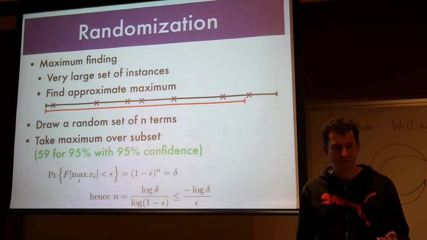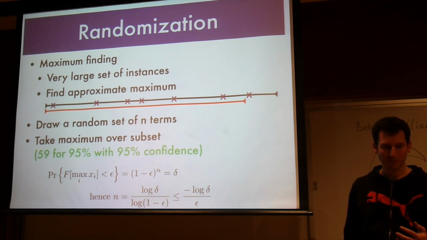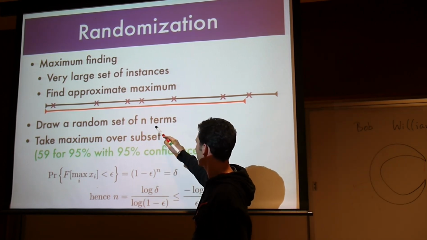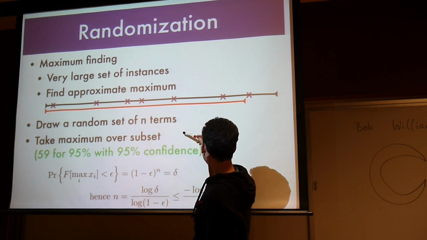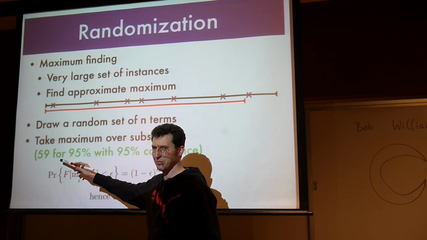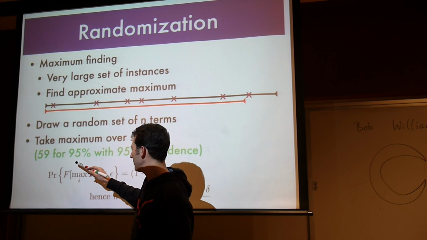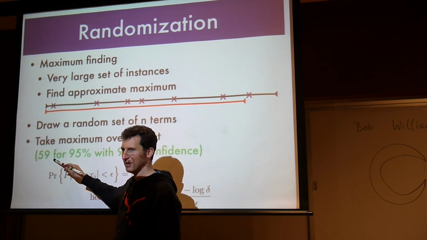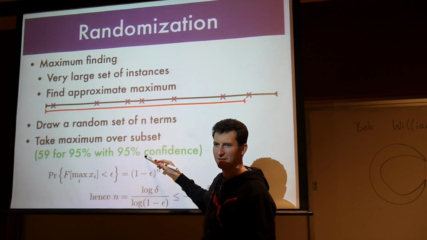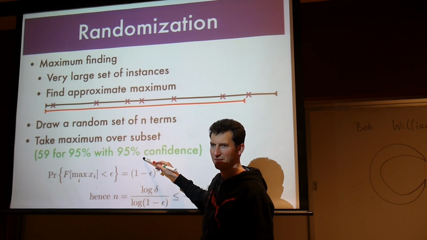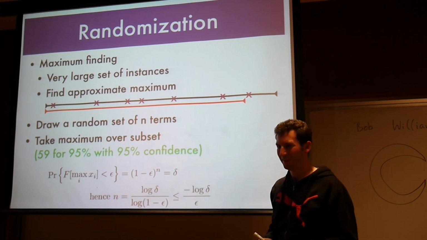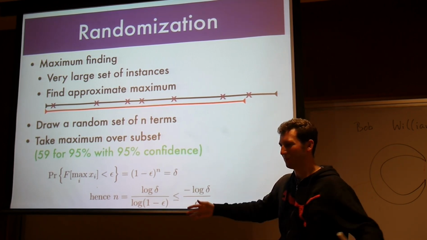Then what I can do is just pick the approximate maximum by picking a random set of terms. Let's say we pick n terms. And then I take the maximum of this subset, and it turns out that this is a very easy to remember rule. If I randomly select 59 instances, then with 95% probability I'm at least in the 95% quantile. This can make your life a lot easier. Basically, it can turn algorithms that otherwise are linear time into constant.